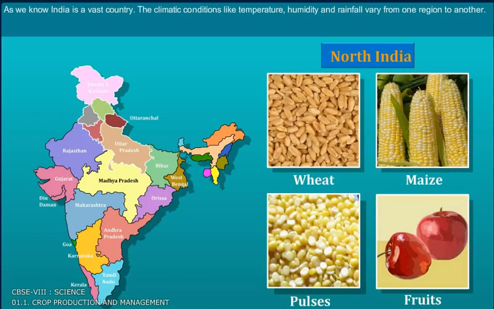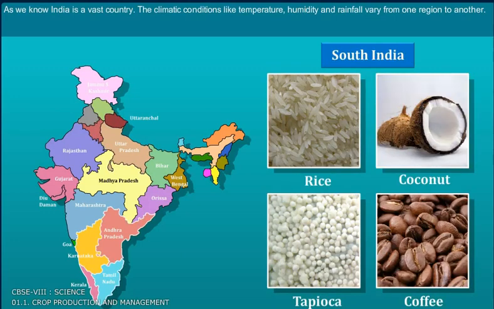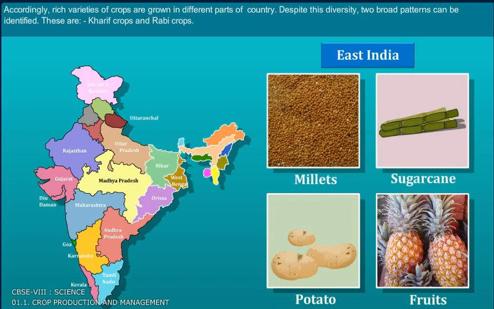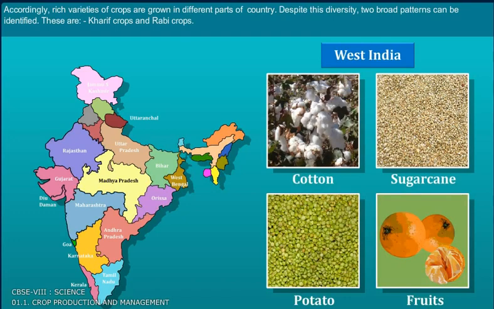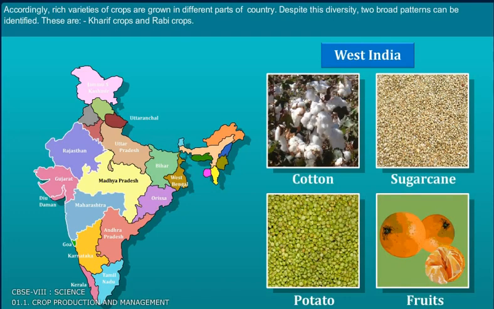As we know, India is a vast country. The climatic conditions like temperature, humidity, and rainfall vary from one region to another. Accordingly, rich varieties of crops are grown in different parts of country. Despite this diversity, two broad patterns can be identified. These are Kharif crops and Rabi crops.